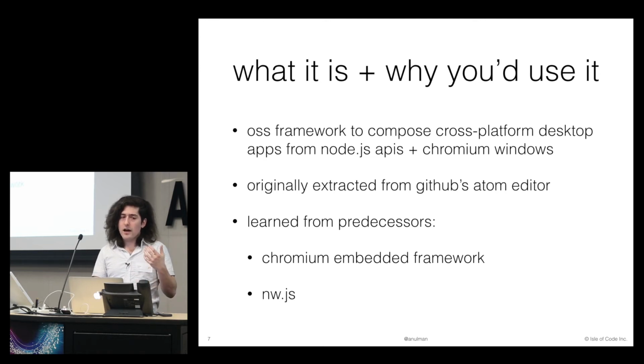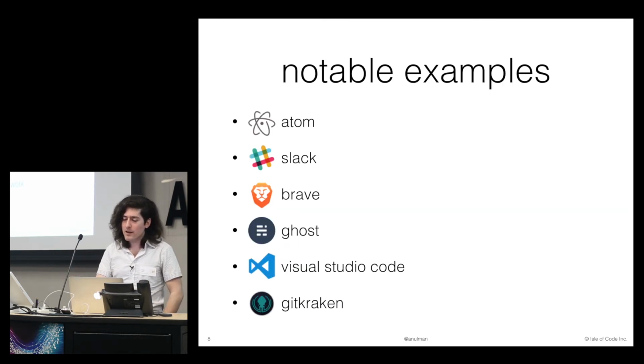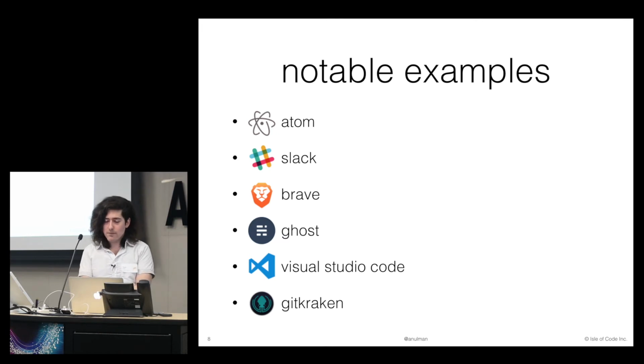Electron grew out of two other experiments in the hybrid desktop space called Chromium Embedded Framework and NWJS. Neither was perfectly applicable for the Atom use, so they ended up forking off of Chromium Embedded Framework, taking a bunch of learnings from NWJS and using these philosophies to write their own hybrid ecosystem, which they then extracted to what was first called the Atom shell and then cleverly renamed to Electron. Some notable examples of Electron apps that you might be using already today are Atom, Slack, Brave, the ones that you see on the screen here.